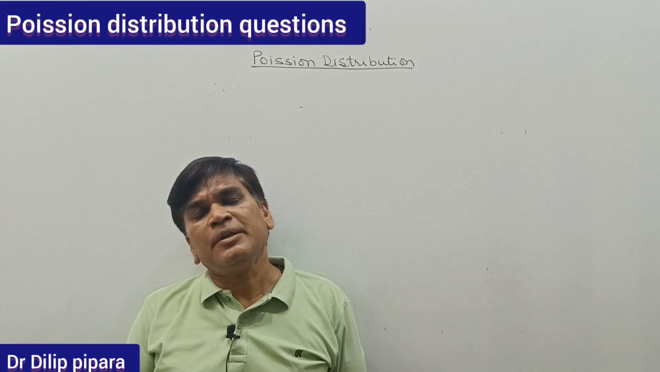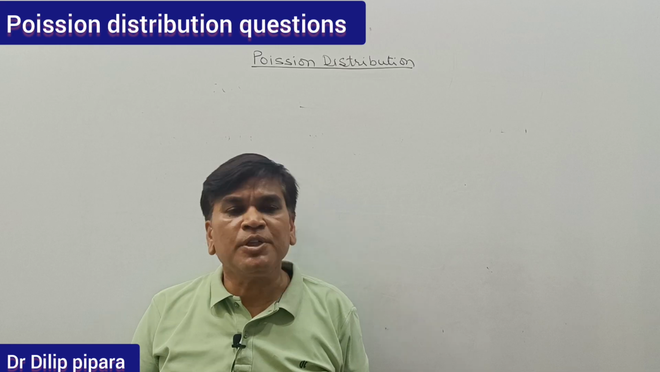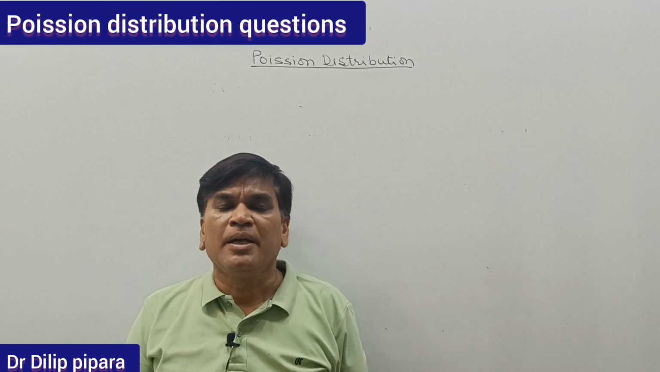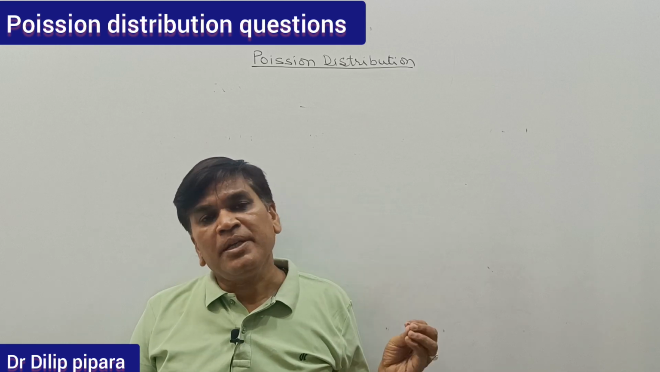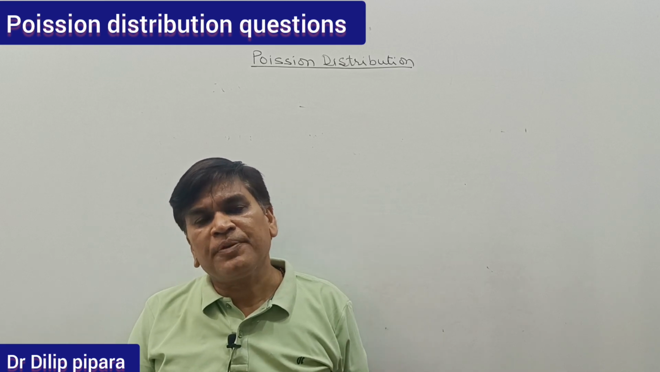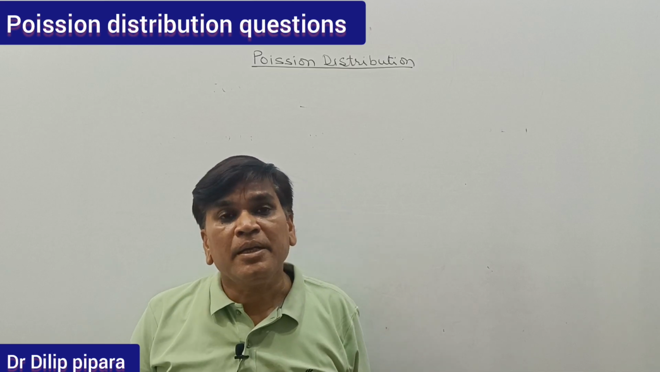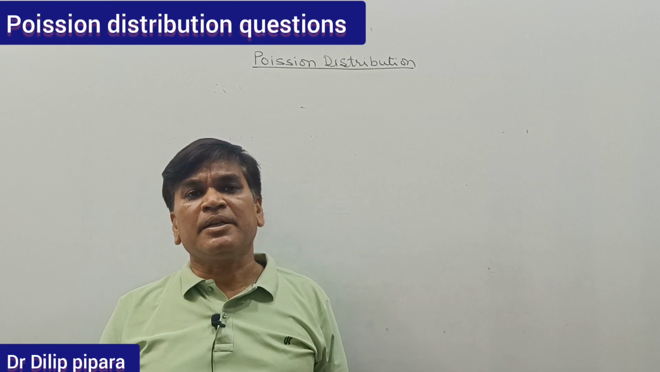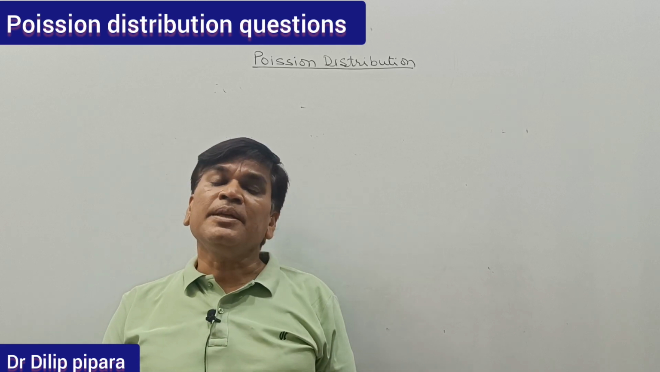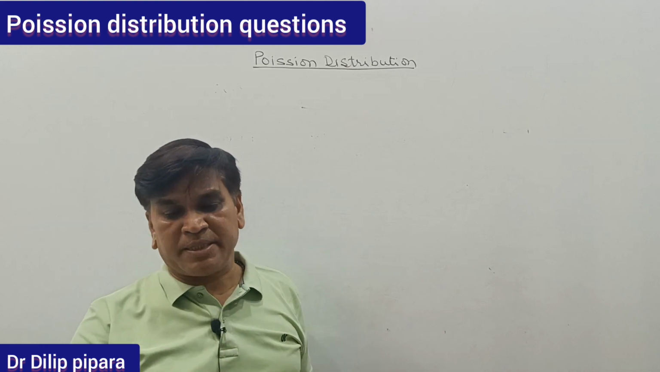In theoretical probability distribution, in the last video we discussed what the Poisson distribution is and where we will use it. When the probability of an event happening is very low and the probability of that event not happening is very high, then we will use the Poisson distribution. Already we have discussed this.